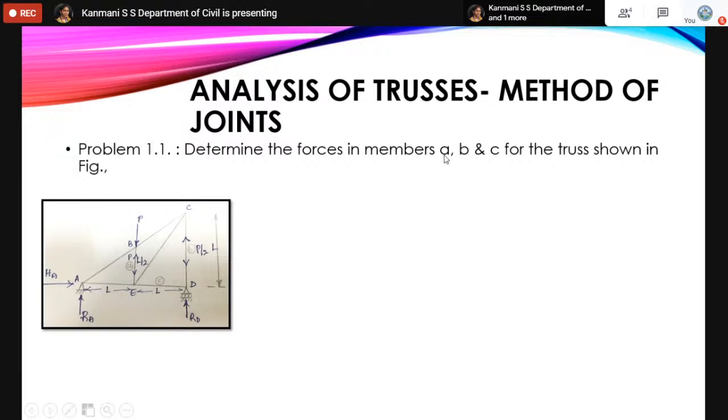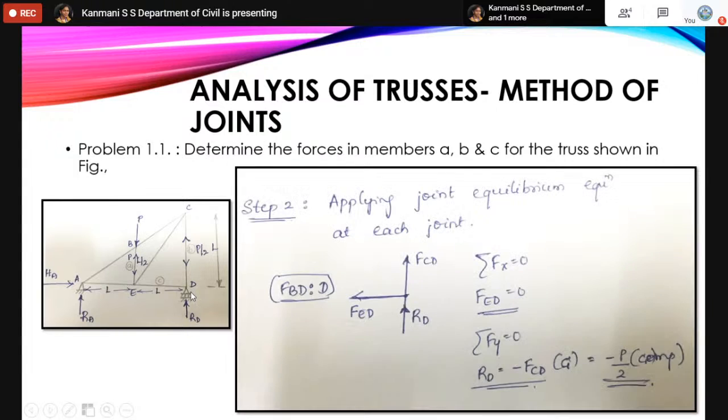So just read the question. They want us to find ABC. So we have to choose a joint where ABC is connected at the same time. The joint should have only two unknowns. So I'll start from joint D.